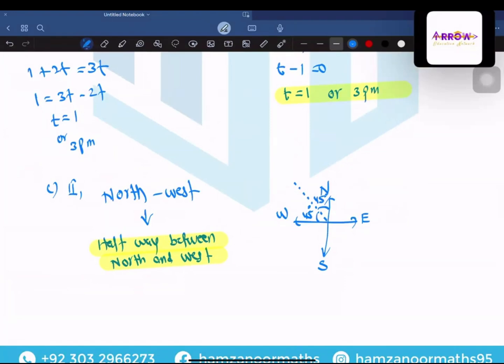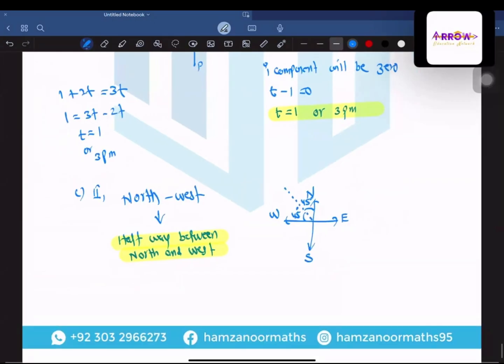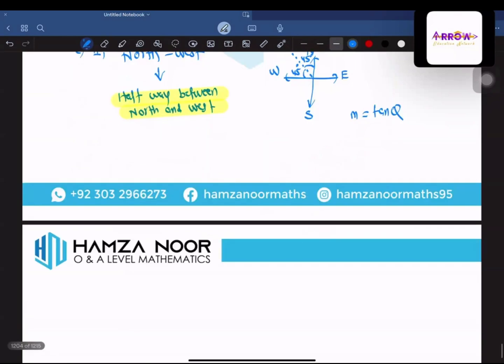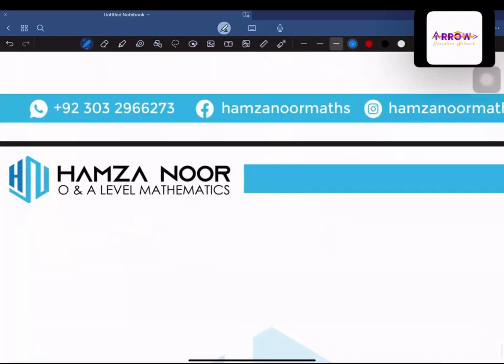So I need to give some detailed insight into this concept. First of all, when you consider the gradient of a line and the angle between the line and the horizontal, m is equal to tan theta. This is a concept which we have studied in pure maths, specifically in P1. Let me give you a review of this concept.